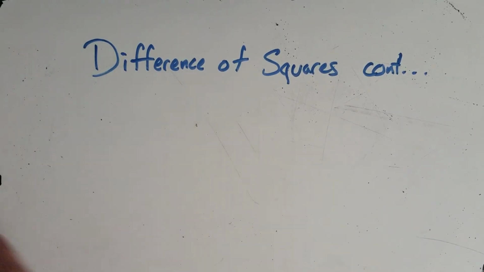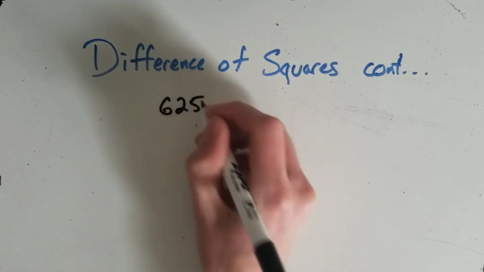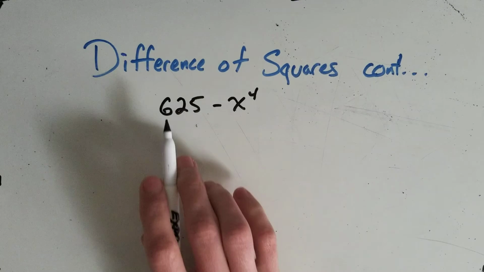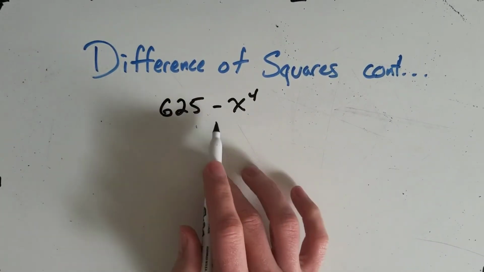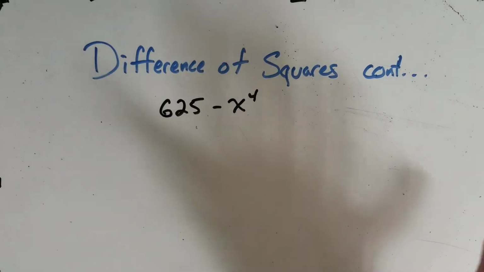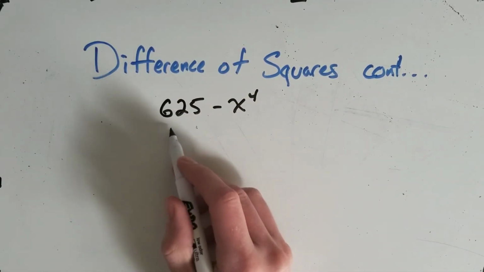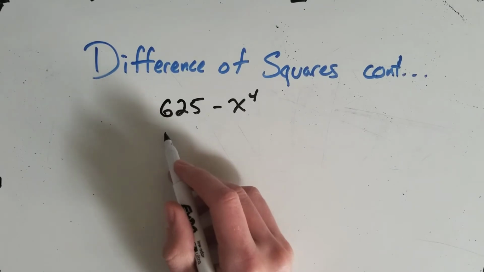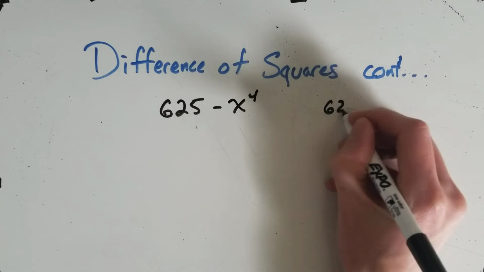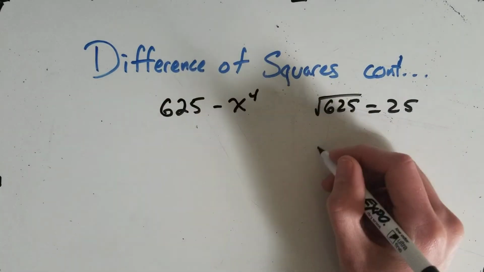So the first one we're going to look at, we have 625 minus x to the fourth. Now whenever you have two terms and you're subtracting, that should be like the light going off that this might be a difference of squares. Let's see. So 625, is that a perfect square? Well, actually yes, that is a perfect square. 625, you can take the square root, and the square root is 25.